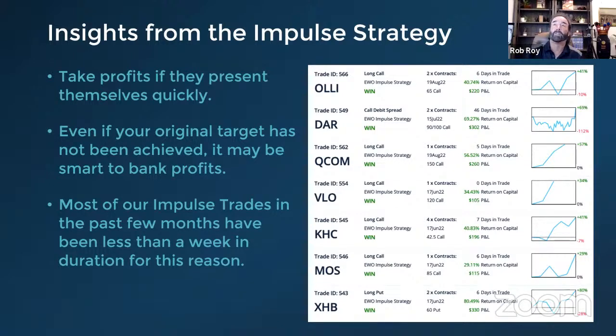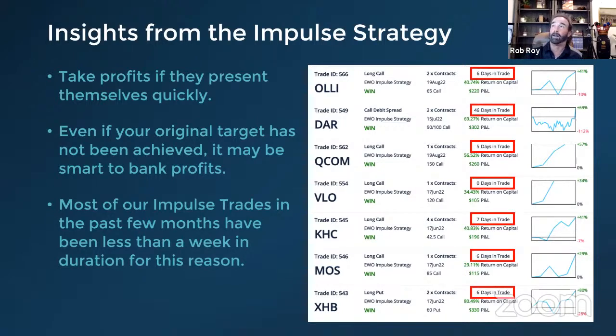Look at these last trades within our impulse strategy. I was talking about how we get in and get out very quickly. Even if your target hasn't been achieved, you look for: are we slightly overbought, are we slightly oversold? This is not the mentality where you stay for a long trending move. You get in, and if you get a nice gain, get out. Look at these, 6 days. Now, the one trade there was 46 days, but look at the rest of them. Out of the last 1, 2, 3, 4, 5, 6, 7 trades, 6 of those trades were less than 1 week.